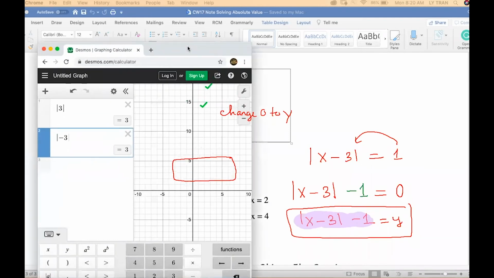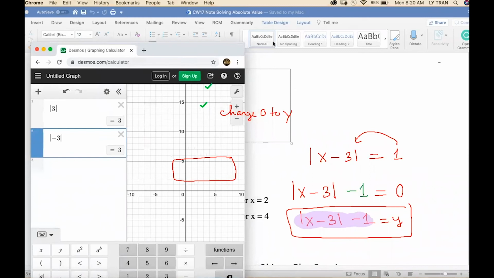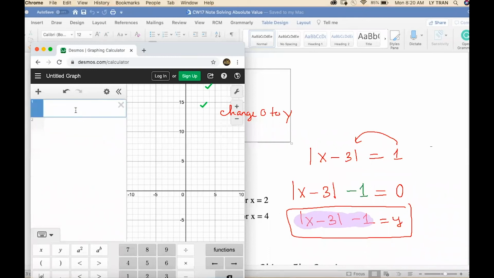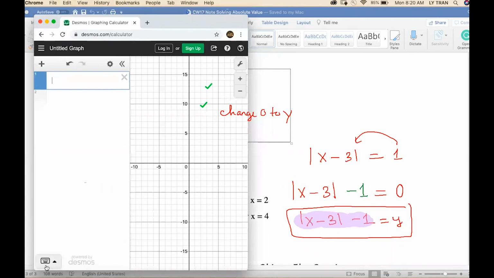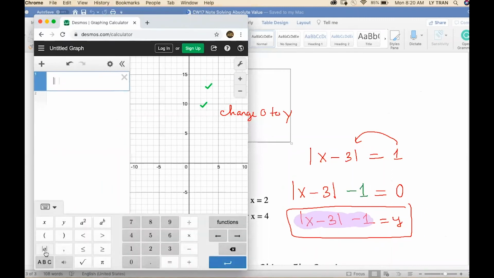Okay, so here we go. Let's give it a try. We're going to see what the answer is going to be. Again, for absolute value, to get that, you have to activate your keypad. If you have not done that, it's right here on absolute value. You put x minus 3. You make sure you get out of that. You put minus 1, and then boom, equals y.